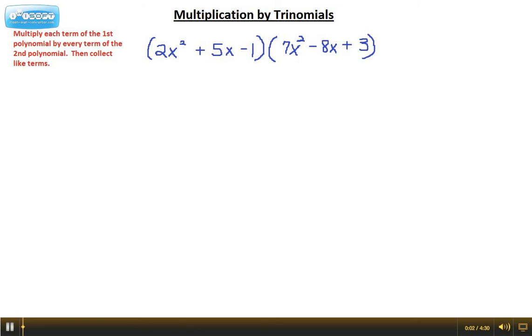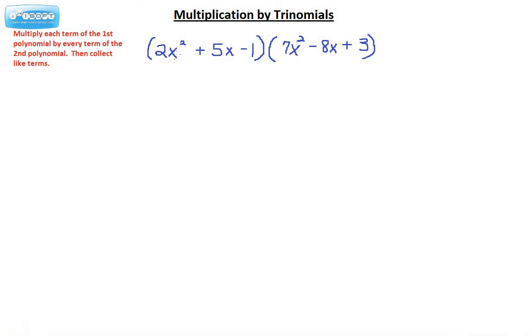Here we're going to talk about multiplication by trinomials. This is an example of a trinomial multiplied by a second trinomial. Trinomials have three terms. To multiply these, we take each term of the first polynomial and multiply it by each term of the second polynomial.